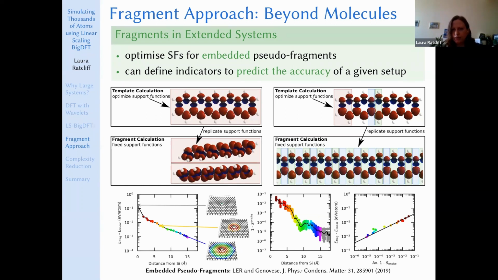And we also can define indicators which help tell us whether it's appropriate to use this fragment-based method. So as well as the cost function J, we can also use what we call the on-site overlap matrix, which basically tells us the similarity between support functions. So in this case, how similar are support functions as you get further away from a silicon substitutional defect in graphene. And this correlates with the error that we introduce. So we have some tools available which help us to determine whether or not the fragment approach is a good approach to use for a given system.